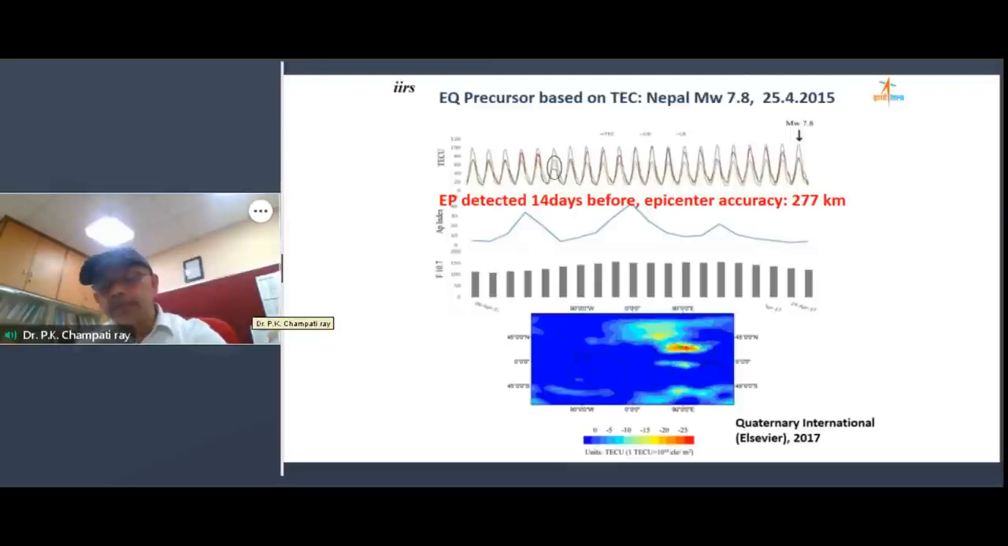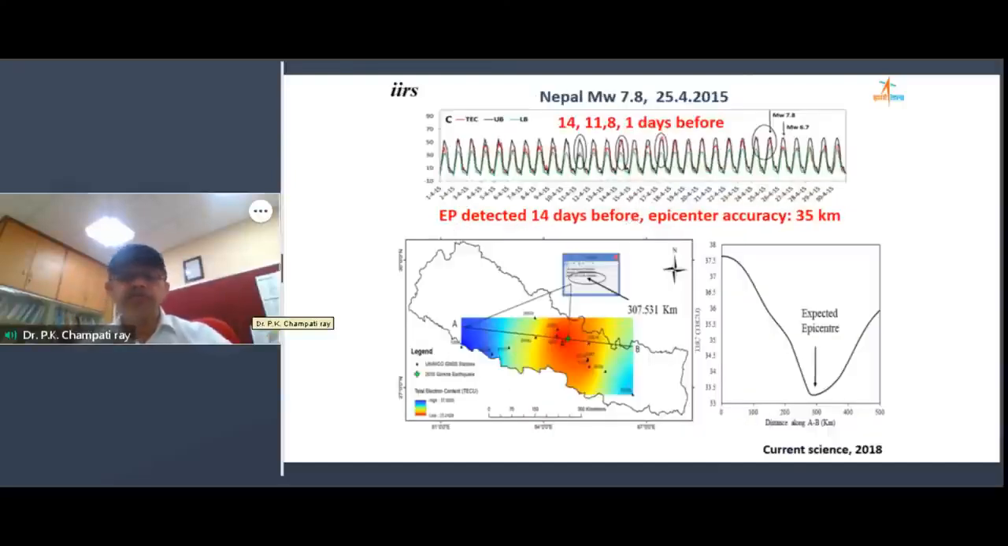So the estimated location of the epicenter and the actual epicenter were very, very close, offset by 277 kilometers. And as I said before, this is mainly due to the low resolution of the global data set. Since we had the local data for the Nepal earthquake, we analyzed that. This is the data which was given to us by Caltech, because we don't have instruments over there. We have only the Indian part.